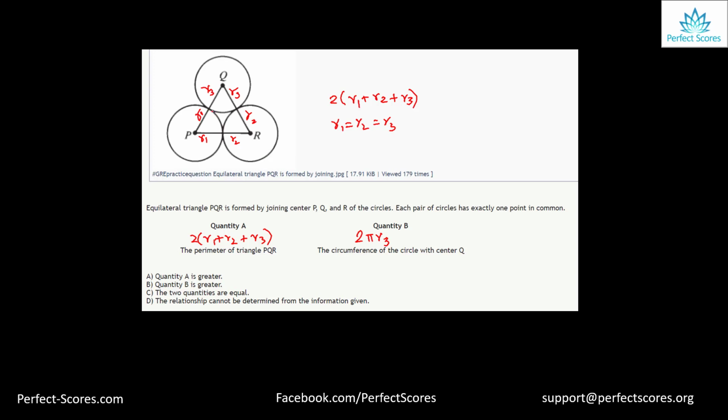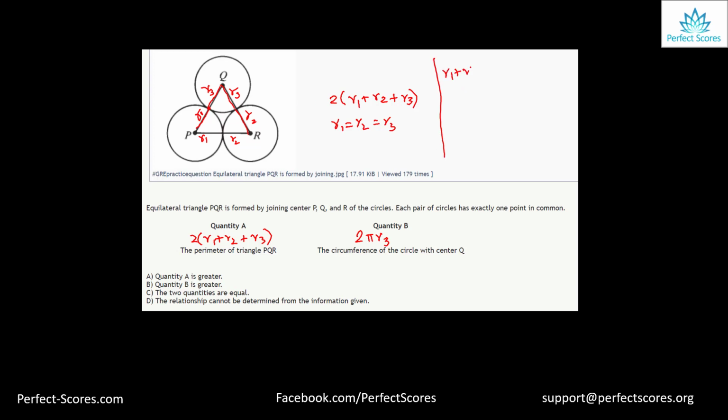Why is that? If the circles were not tangent to each other, if the circles would intersect within themselves, then there would be a possibility of them not being equal. But since they actually touch each other, this length is going to be equal to this length, and this length is going to be equal to this length, because these are all equilateral triangles. And again, I can prove that as well.